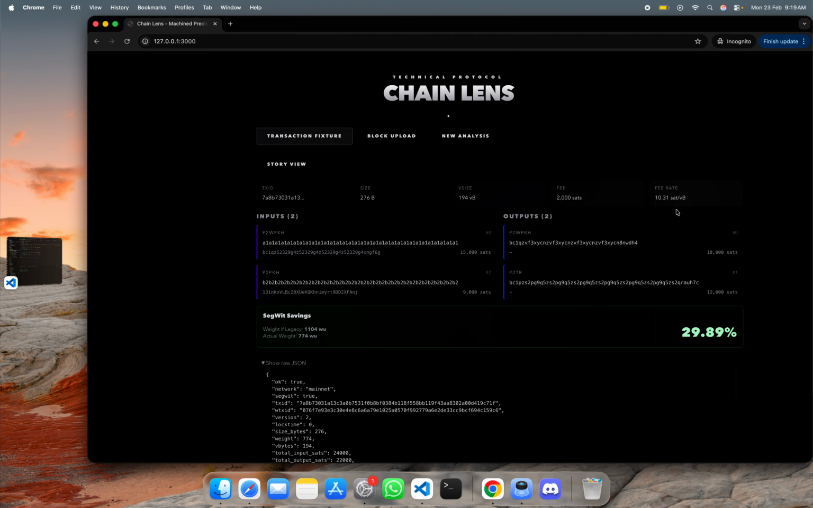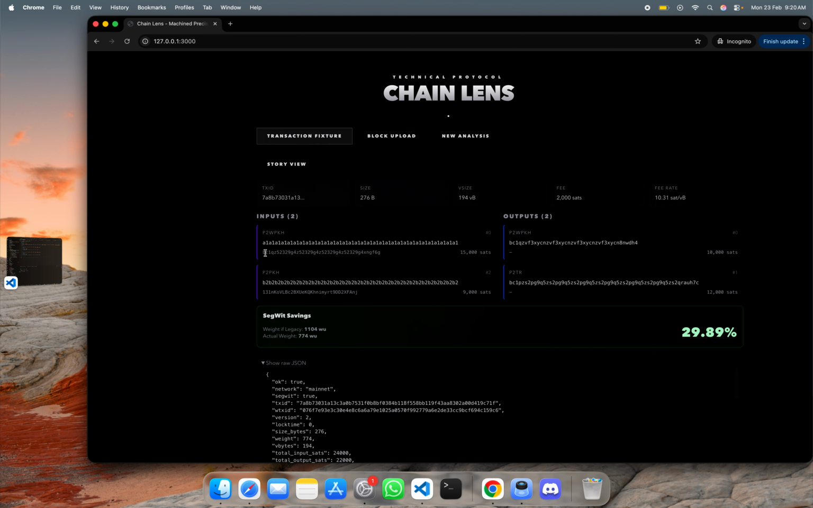10.31 sat/vB, which is fee divided by vsize. So you can see the fee is 2000 and the vsize is 194, which means 10.31 sat/vB. This is what miners consider when selecting transactions.